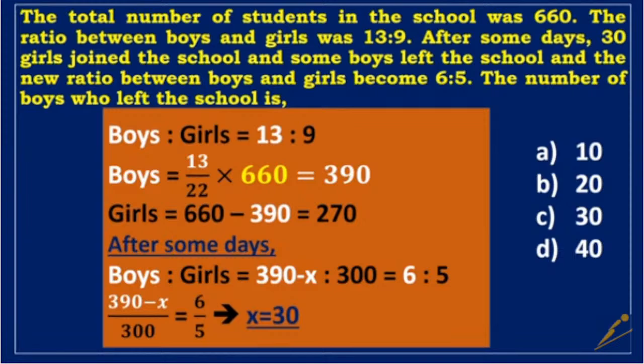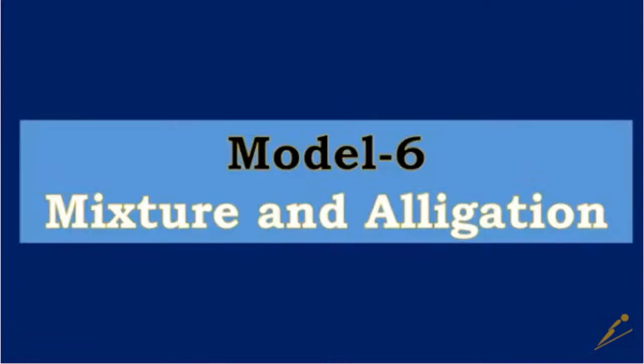After 30 girls joined the school, the number of girls becomes 270 plus 30 equals 300. Let's assume that X boys left the school. So, the new number of boys in the school becomes 390 minus X, and the new ratio of boys and girls is 6:5, which means (390 minus X) divided by 300 is equal to 6 divided by 5. Simplifying the above equation, we get X is equal to 30. Therefore, the number of boys who left the school is 30.